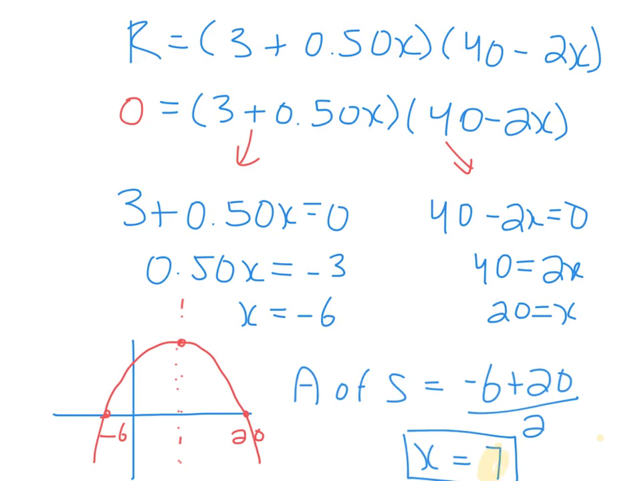So then we would continue and substitute in our x value of 7 into the price. So again, the price is 3 plus 0.5 times 7, which gives us the same answer as $6.50. So again, just a reminder, there are two ways of finding the vertex. This way is actually a little bit faster because the revenue formula was already in factored form when you made it equal to 0.